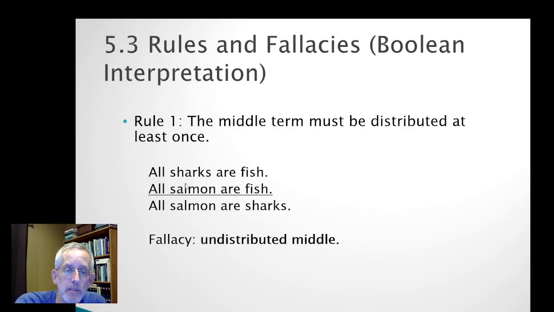So what that means is the subject term here is distributed in both of these propositions, sharks and salmon, but fish is not distributed because it's in the predicate slot. So the rule says that the middle term must be distributed at least once, and since distribution is not taking place in the predicate position in either of these propositions, it means that we are lacking distribution in our middle term. So if that's the case, the argument commits the fallacy of undistributed middle term, or the short way of saying that is undistributed middle. So this argument that I've given you here would be fallacious because it violates Rule 1.